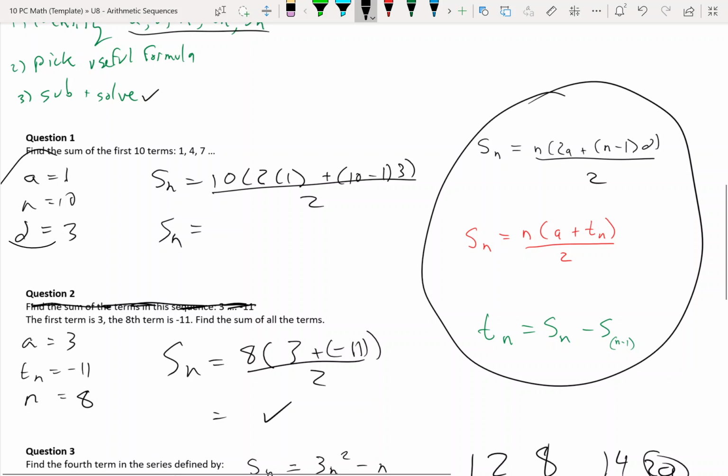The most challenging part is figuring out which numbers do I have and which formula should I use. And that's it.